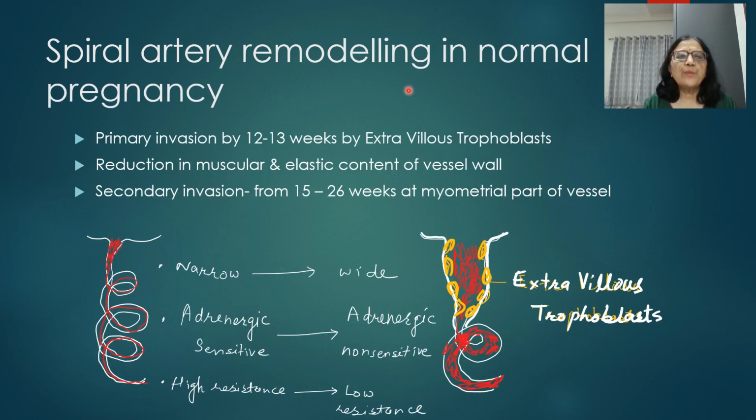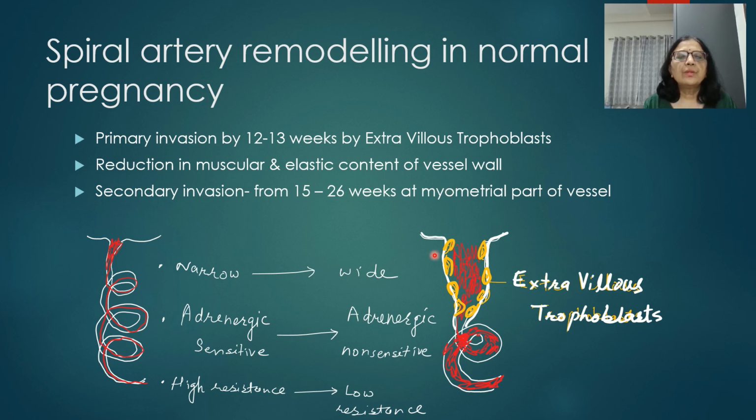In normal pregnancy, spiral artery remodeling takes place with primary invasion, which is completed by 12 to 13 weeks. This invasion is by extravillous trophoblasts. These are trophoblastic cells which are not present in the syncytial or cytotrophoblast, and that is why they are called extravillous trophoblastic cells. These cells invade the spiral arteriole, leading to a reduction in the muscular and elastic content of the vessel wall.